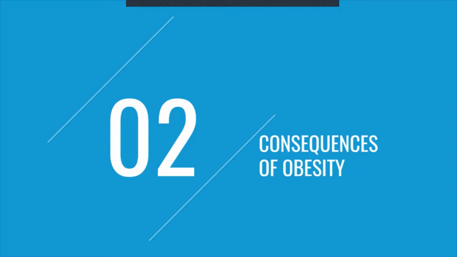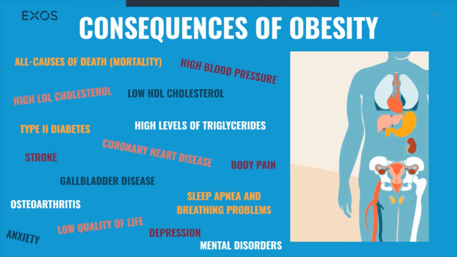So let's go into consequences of obesity. People who have obesity compared to those with a healthy weight are going to be at an increased risk for many serious diseases and health conditions. There is all-cause mortality, high blood pressure, low HDL, high LDL, high levels of triglycerides, type 2 diabetes, coronary heart disease, just pain in your body in general, chances of stroke, gallbladder disease, osteoarthritis, low quality of life, anxiety, depression, mental disorders, sleep apnea, and breathing problems.